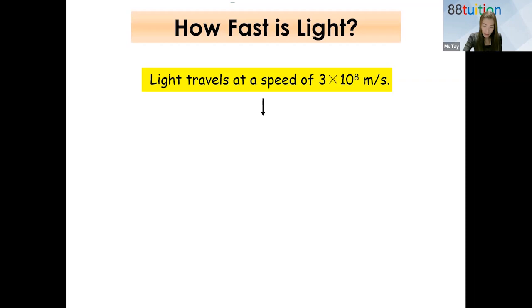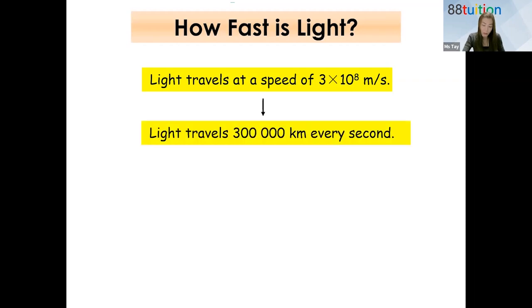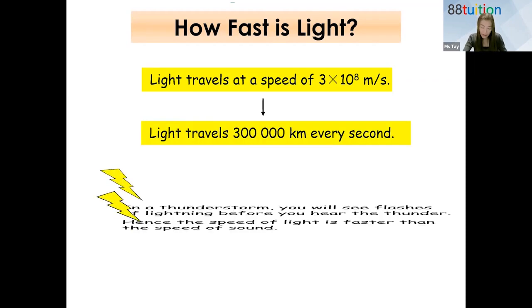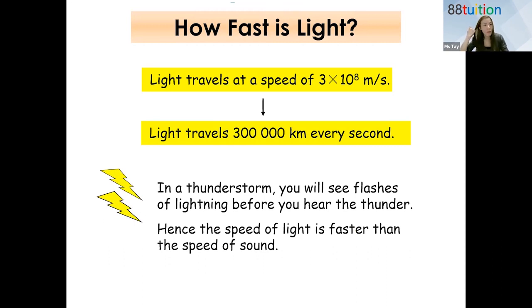Light travels at this speed. That means it's about 300,000 kilometers every second. That's why in a thunderstorm, you are going to see flashes of lightning before you hear the thunder. Most of the time we see the flashes already, and some young children or some ladies like myself will cover our ears, because we are worried that it's going to be very, very loud and we will get a jump scare. So speed of light is faster than speed of sound.